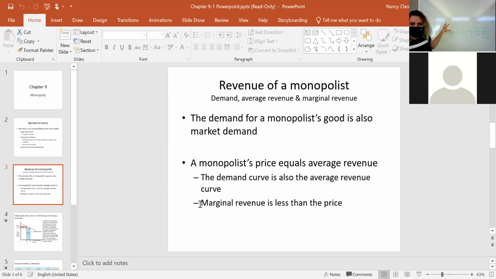But what's different is the revenue. So any questions on this? I'm going to show you a graph here in a minute.